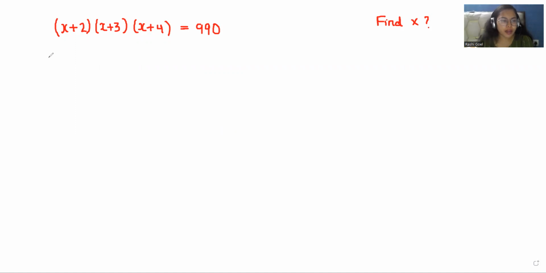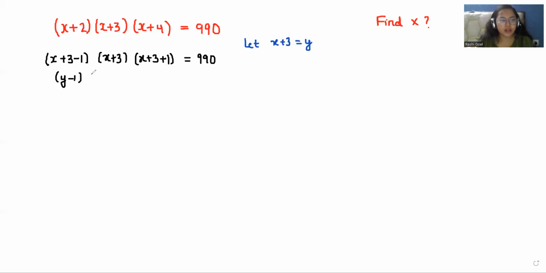So x+2 I can write as x+3 minus 1. Similarly, x+4 I can write as x+3 plus 1, is equal to 990. Now, I'm assuming x+3 is equal to y. Now, I'm going to replace the values. So I can write it as (y minus 1), here y, and here (y plus 1) is equal to 990.